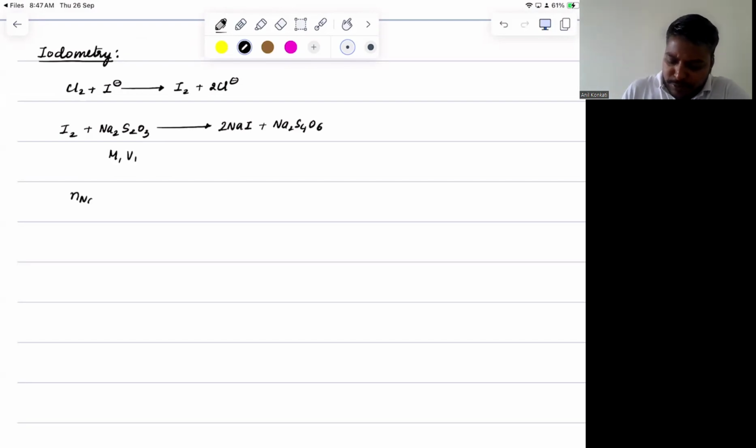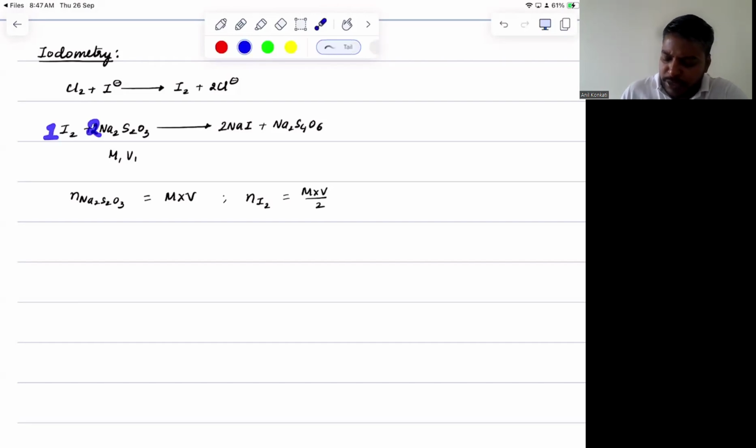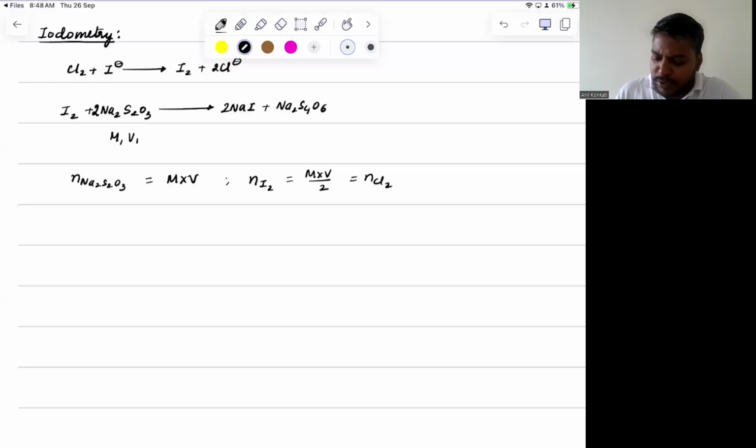I can say number of moles of Na2S2O3 which are used is equal to M into V. And number of moles of I2 that are consumed will be M into V by 2, because if you take the mole ratio, it is 1 is to 2. For every 1 mole of iodine, we require 2 moles. So whatever moles we have, divided by 2, will be the number of moles of iodine, which is also the same as the number of moles of chlorine from the above reaction. Correct.